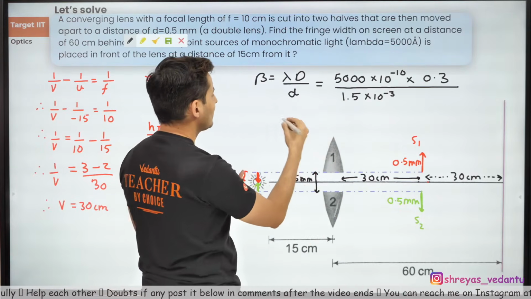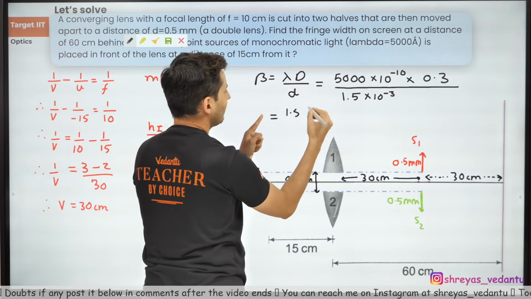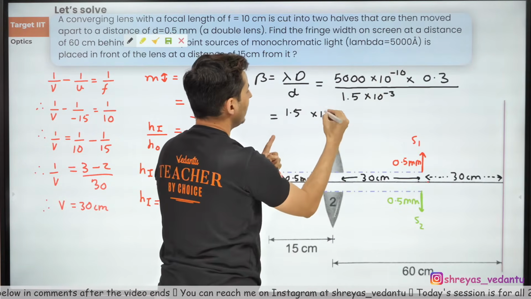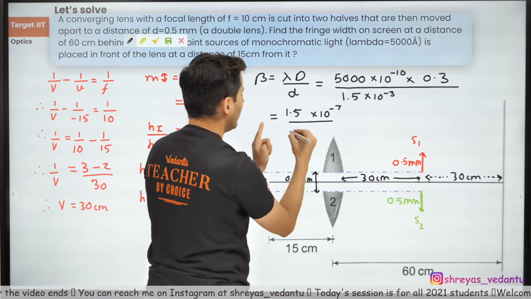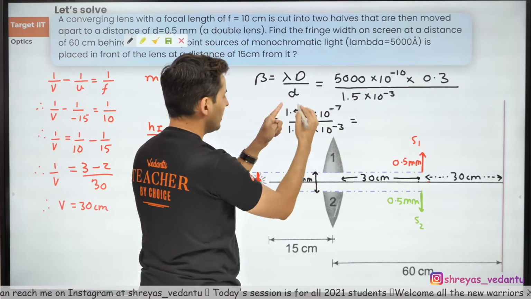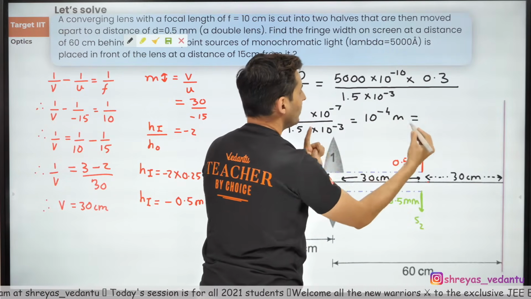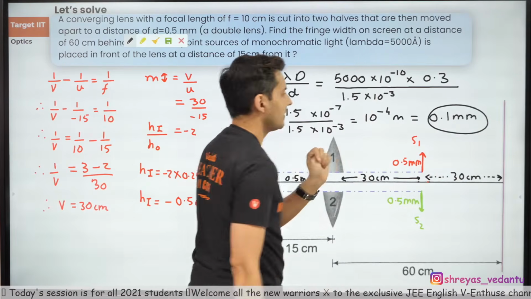Okay, let's see what happens next. 5 into 0.3 is 1.5. There were 3 zeros. So 10 to the power 3 into 10 to the power minus 7. 5000 Angstrom, 10 to the power minus 10, will become 10 to the power minus 7 divided by this 1.5, and this will be 10 to the power minus 3. So this will cancel. This will become 10 to the power minus 4 meter, which is nothing but 0.1 millimeter. So that's our final answer.